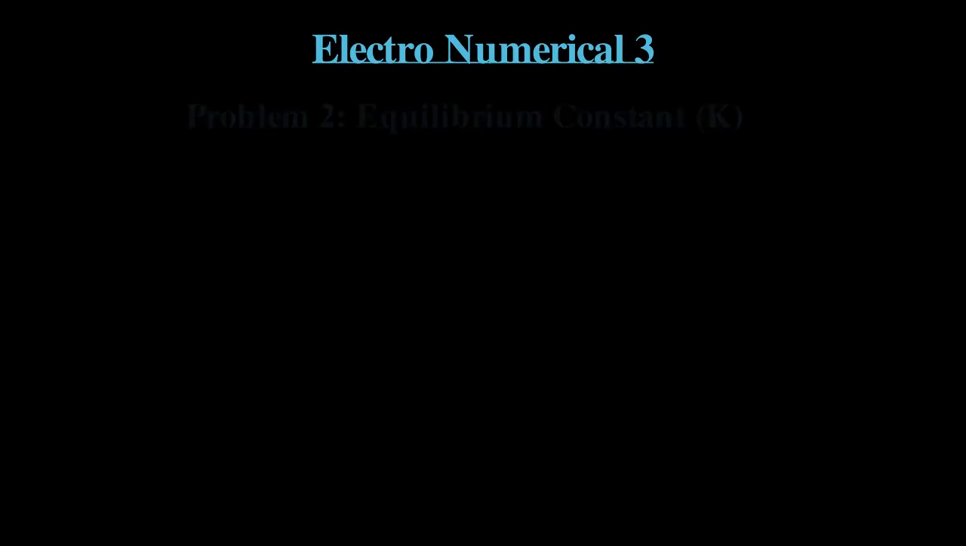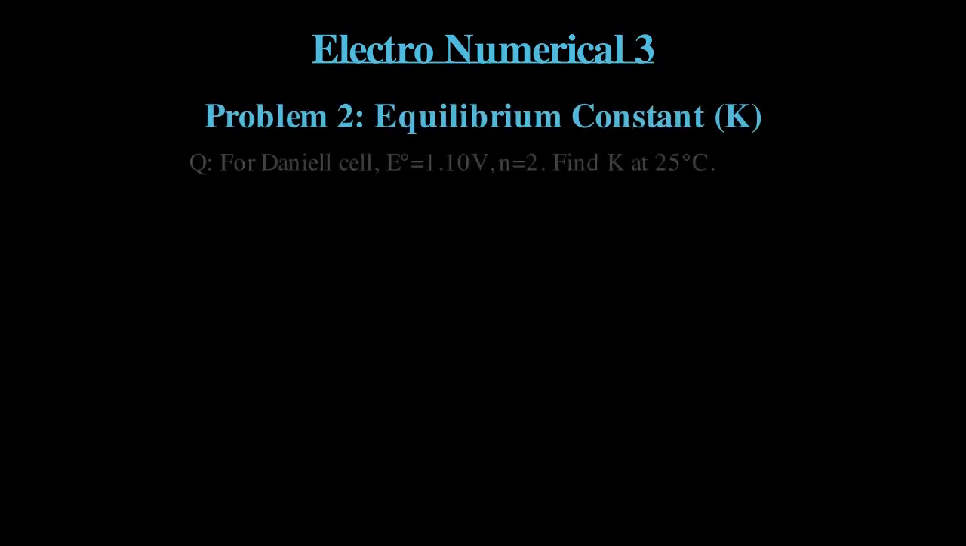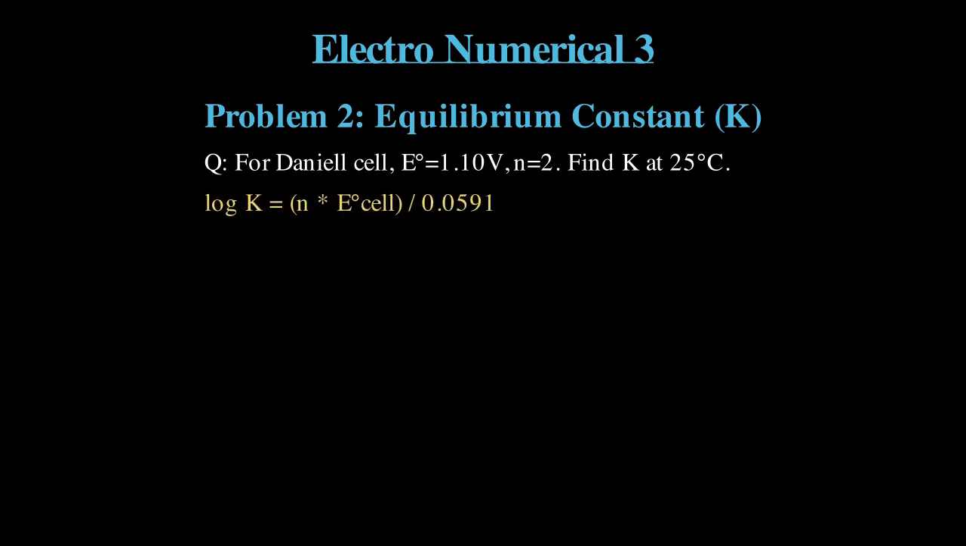Now for our second problem. We are asked to calculate the equilibrium constant, K, for a Daniell cell at 25 degrees Celsius. We're given that the standard cell potential, E naught cell, is 1.10 volts, and the number of electrons transferred, n, is 2. At 25 degrees Celsius, we can use this key relationship, log K equals n times E naught cell, all divided by 0.0591.